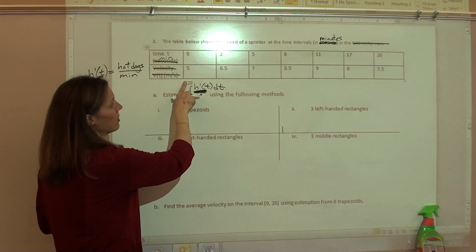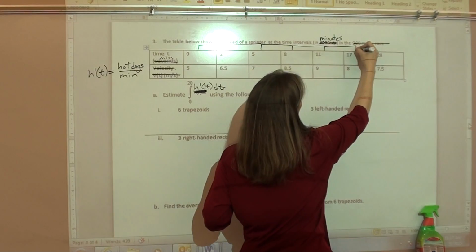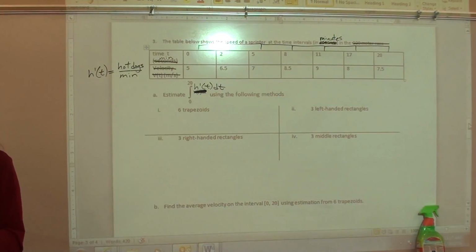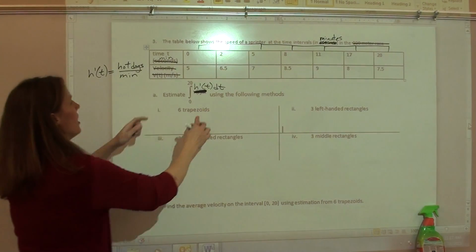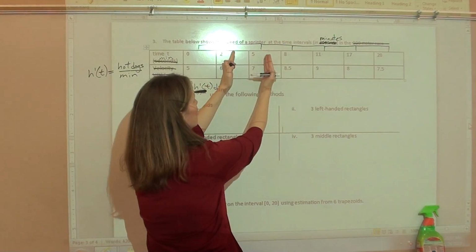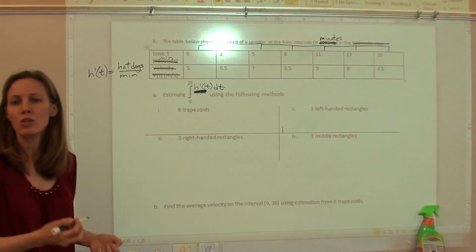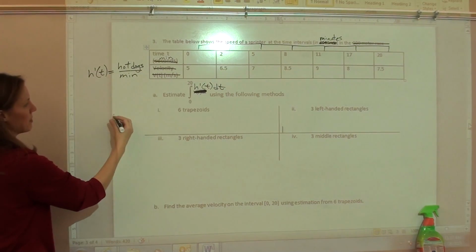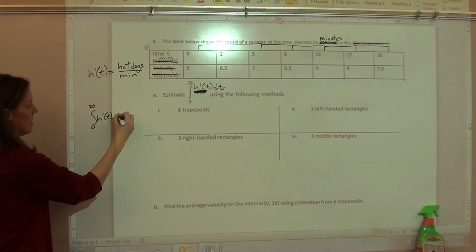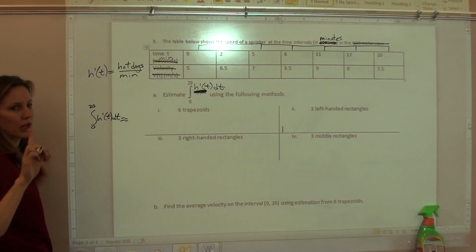We have to go from 0 all the way to 20, and the nice thing is there are 6 intervals to deal with. Our first trapezoid would go from 0 to 2. Our second trapezoid would go from 2 to 5. Does that make sense? And then 5 to 8, and then 8 to 11, and so forth. So let's write out our approximation. The integral from 0 to 20 of h prime of t dt is approximately, every trapezoid area has one number in common.